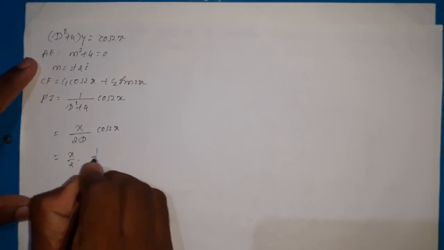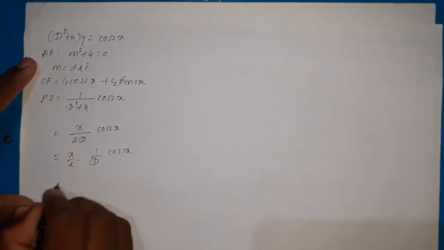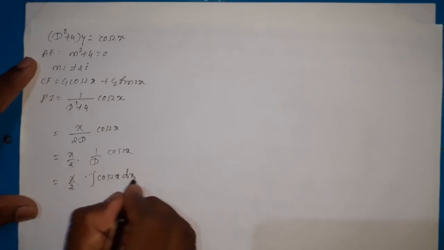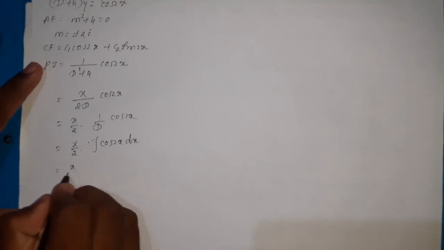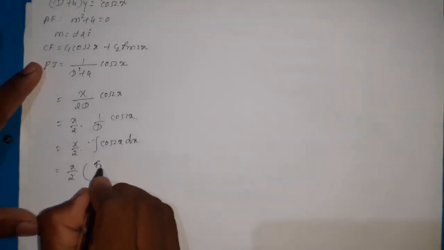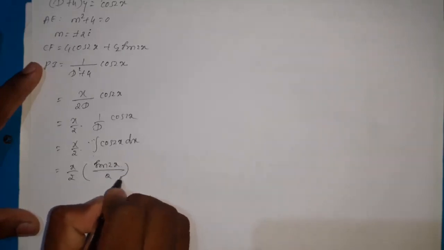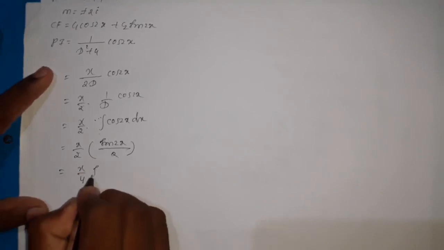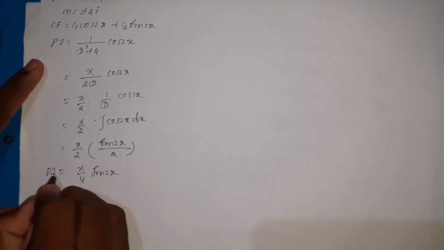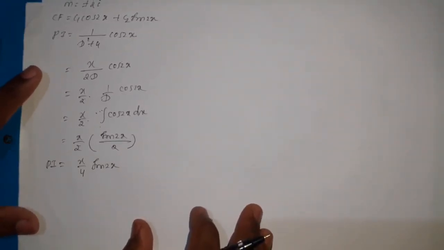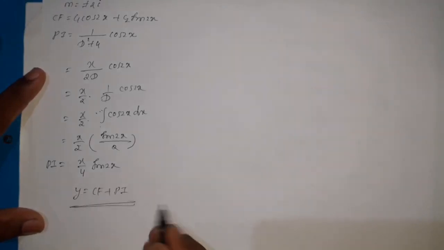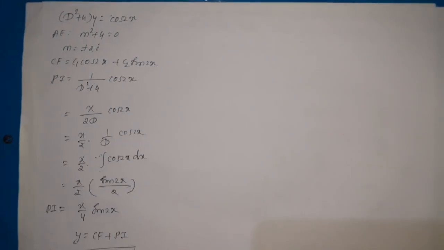Then x by 2 into 1 by D into cos 2x, that is x by 2 integration of cos 2x dx, it is equal to x by 2 times, since integration of cos 2x is sin 2x divided by 2. Therefore this is equal to x by 4 sin 2x, that is the particular integral required. Then y is equal to CF plus PI. So this is the required particular integral and the complete solution.